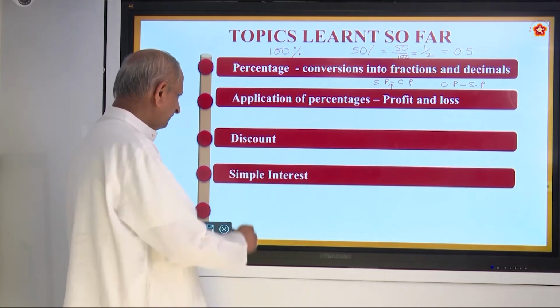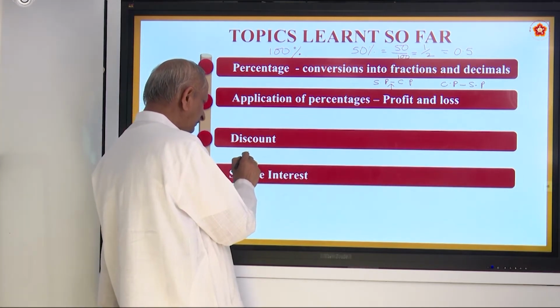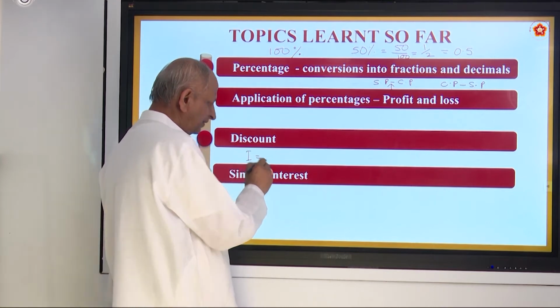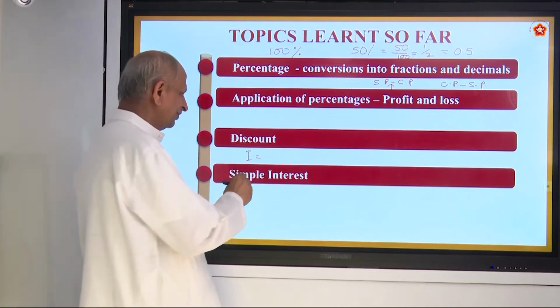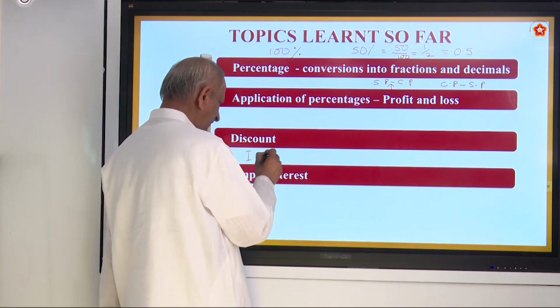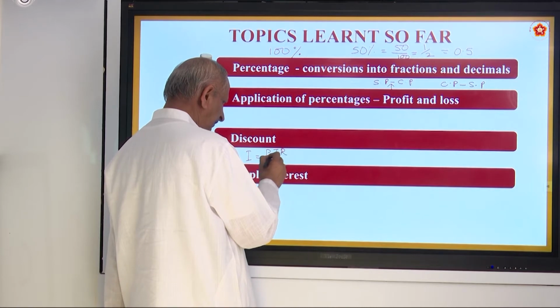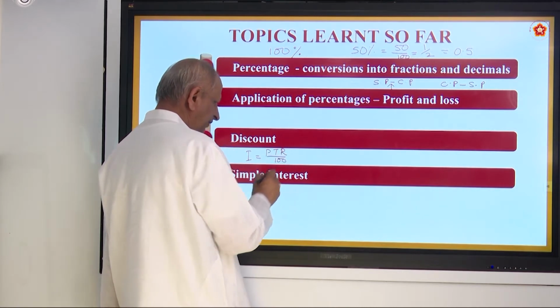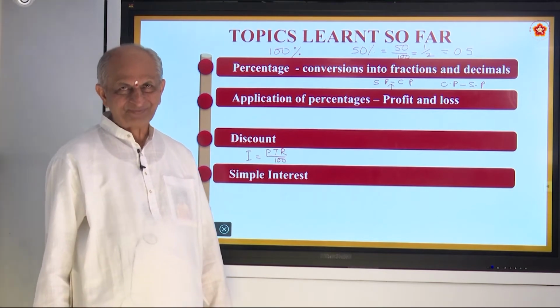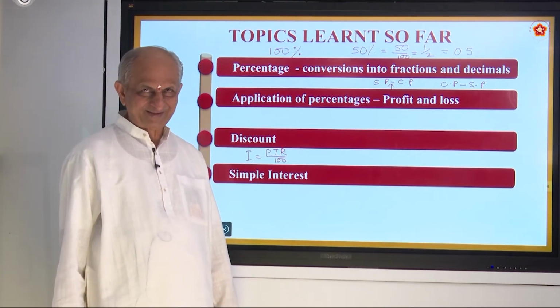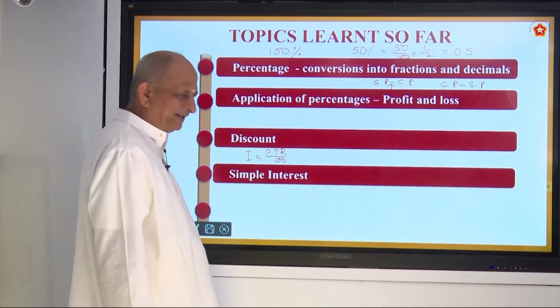Also you have seen a very beautiful formula for SI. Come on, who will tell? Ready? Okay, come on, tell the formula. PTR by 100. What is P? Principal. T, time. R, rate of interest. I, simple interest.